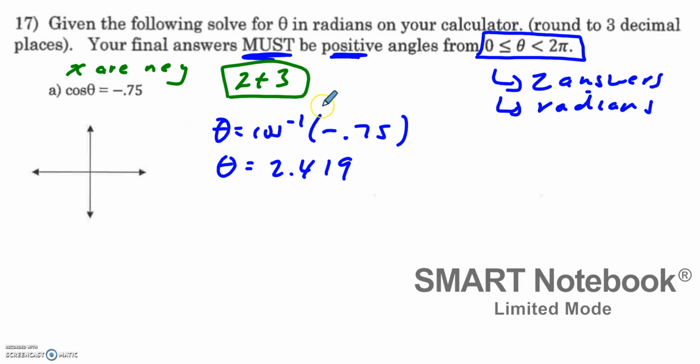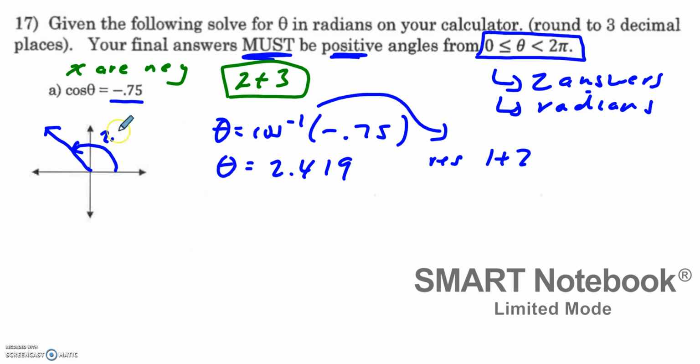So what we need to do is think about what quadrant this is in. When I take an inverse, we are restricted to quadrants 1 and 2. So I'm either going to draw my picture in quadrant 1 or quadrant 2. Because the ratio that I started with is negative, I'm going to draw this angle in quadrant 2. And so here's what I have. I know that this angle is 2.419.